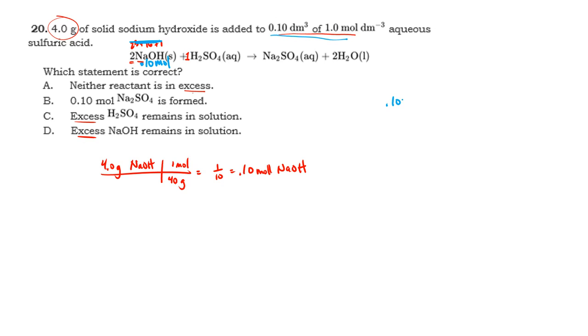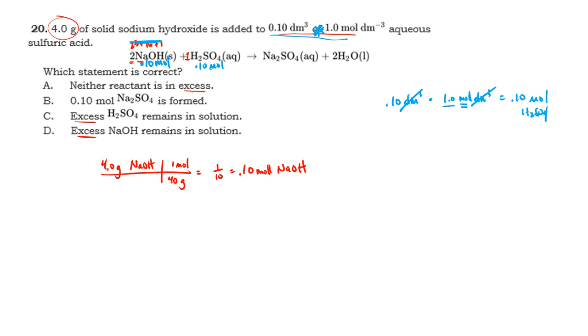Let's figure out what I've got here. So if I have 0.10 cubic decimeters of, remember that for us, of means multiply, 1 moles per cubic decimeter, the dm to the positive 3 and dm to the minus 3 cancel each other out. I'm left with just moles. 0.1 times 1, anything times 1 stays the same. I have 0.10 moles of H2SO4. 0.1 moles of sodium hydroxide, 0.1 moles of sulfuric acid.